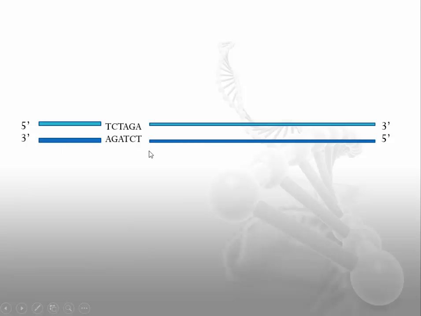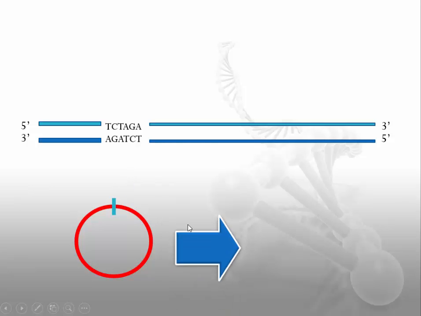This is true for circular DNA as well. So if you have a circular DNA like this, for example, and let's say this is the restriction recognition site, and the enzyme digests it here, you'll end up having a linear DNA after digesting it here. So this process is called linearization, or digesting the DNA with one enzyme.